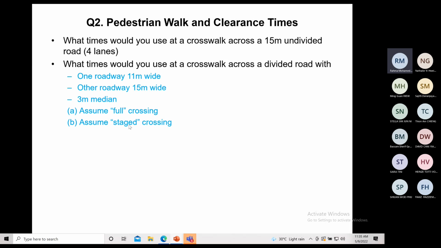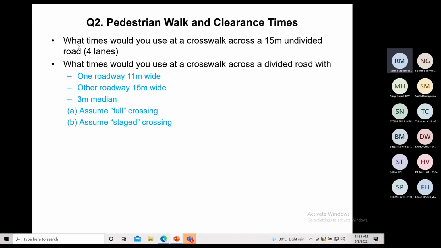Then for B, you assume a stage crossing. It means that you cross the 11-meter wide road, you stop at the 3-meter median and take shelter a little bit, then you start again and cross the remaining 15-meter wide road. So assuming a stage crossing.